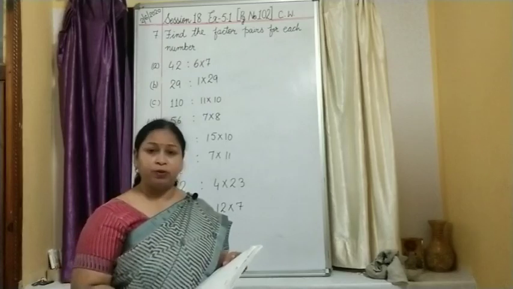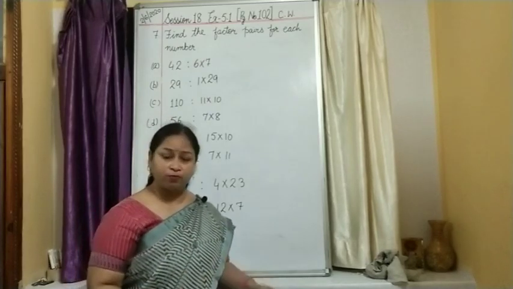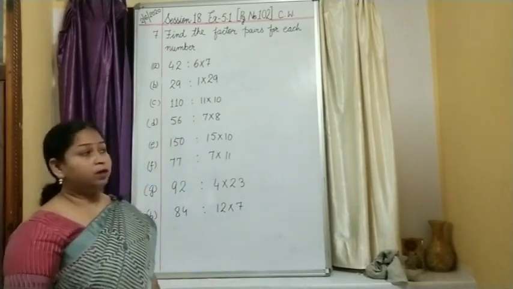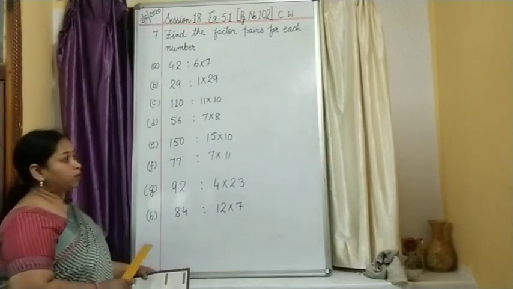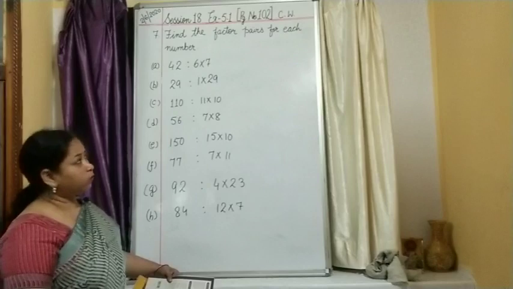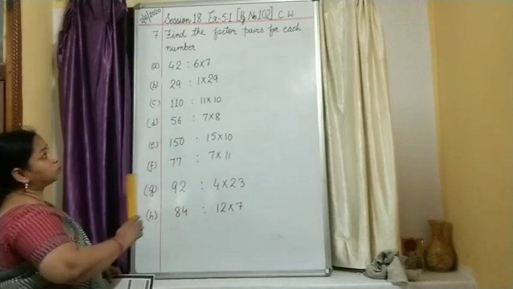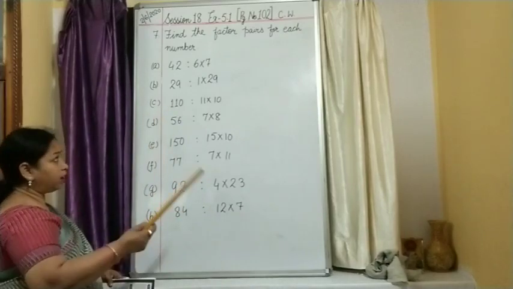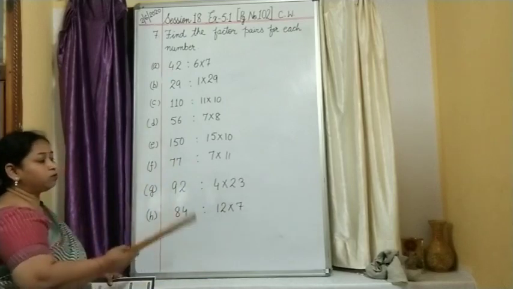Look at question number 7. Find the factor pairs for each number. There are several factor pairs, just as we have seen in question number 2. But for question number 7 we are going to show only one pair. So find the factor pairs for each number. You can have so many. Out of that we have chosen one.